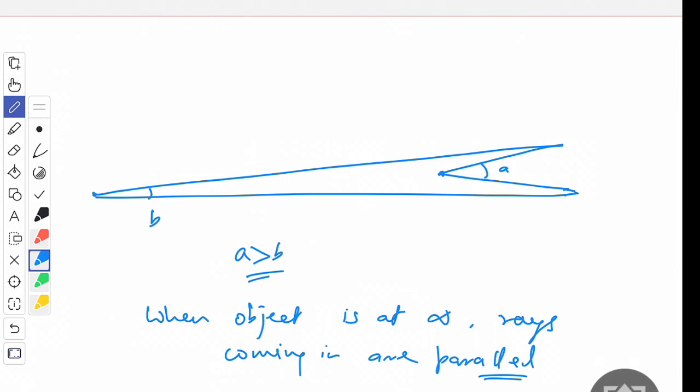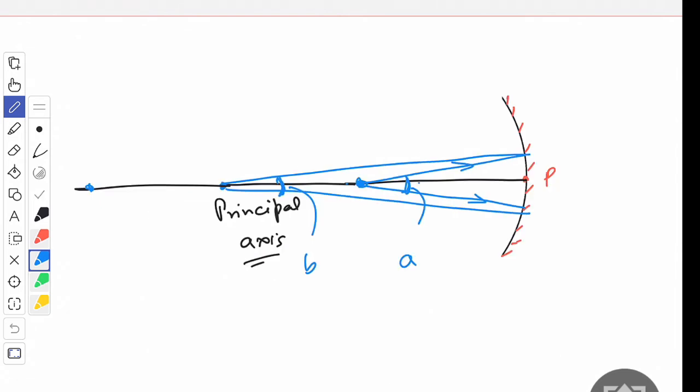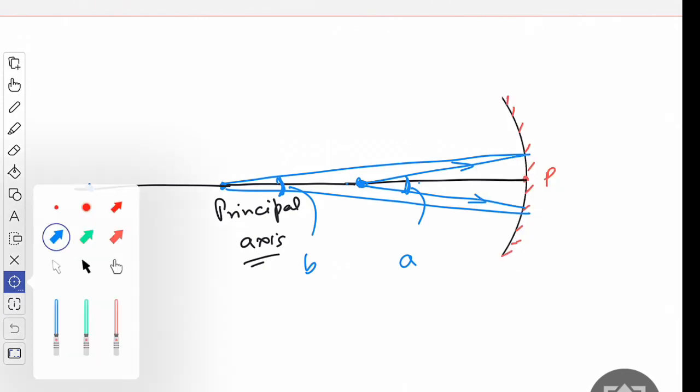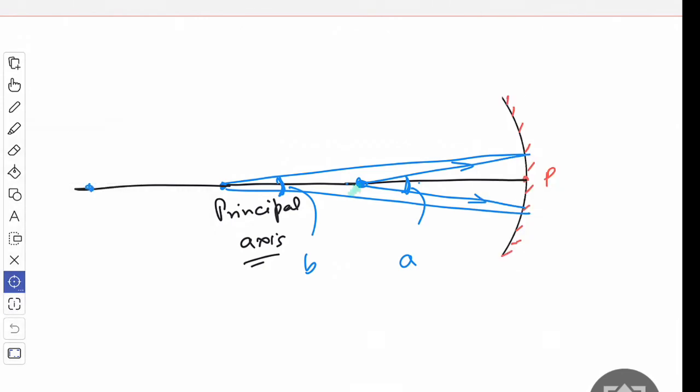Now let us say this object is the previous one, right? Let me change the color of the pointer. When I move the object from here to here, what happens? The angle becomes smaller. When I move to here, the angle of these two rays coming will become smaller. If I keep moving this object back, what will happen? The angle will ultimately become 0. Correct? Makes sense, right?